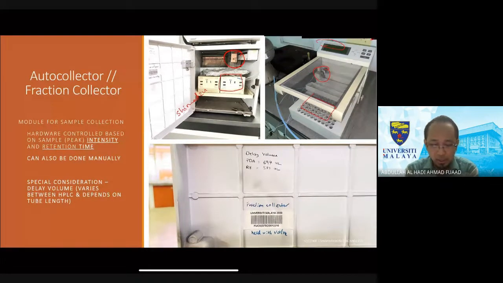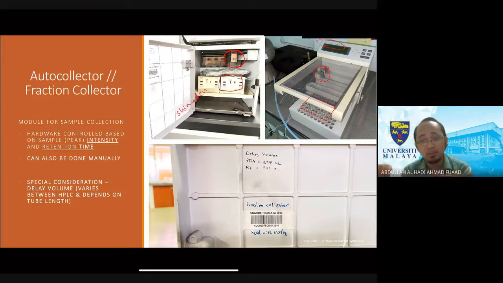So I've written here hardware control based on sample peak. You can control it regardless of which manufacturer you choose. So far as I know, all three major HPLC providers, Waters, Shimadzu, and Agilent, have the same feature, which is you can set the system to auto collect your sample of interest based on the intensity, meaning the height of the peak. So say for example, your peak height is 1000 milli AU, and you want the system to collect only above 500, then you can set it so that it will collect only above 500.